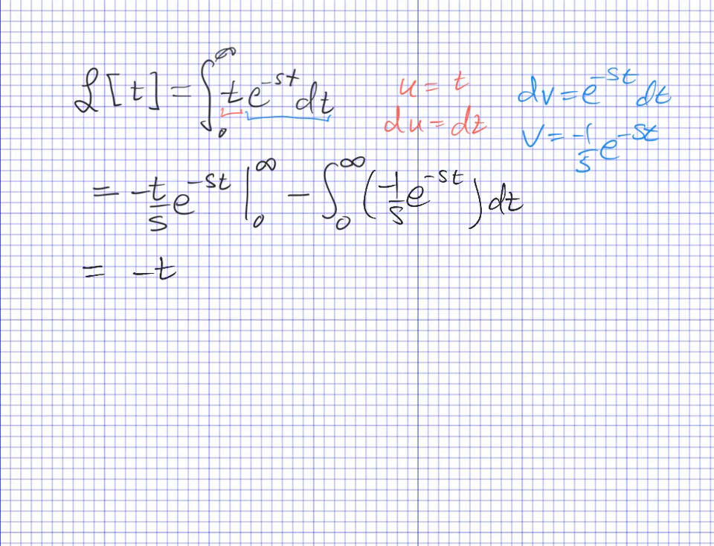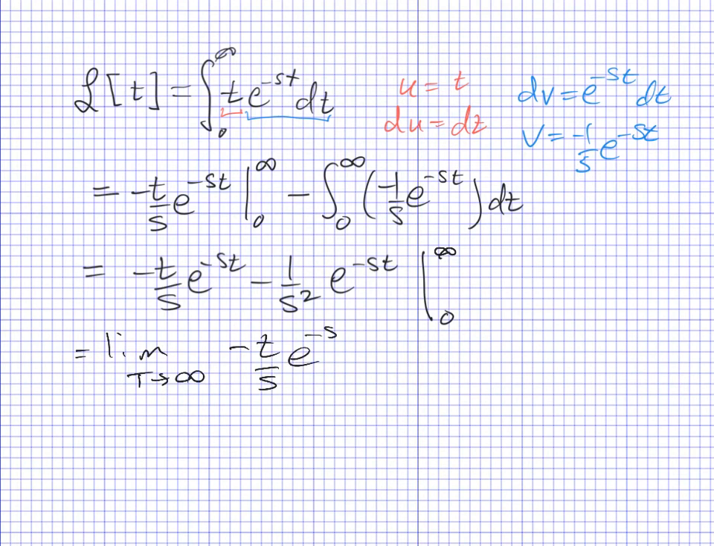So that's negative t over s e to negative st. And now we're going to have yet another minus. We get another factor of s. And we have e to negative st. This is now all evaluated from 0 to infinity. All right, now we're going to go ahead and use the limit definition. So this is equal to the limit as t goes to infinity of negative t over s e to negative st minus 1 over s squared e to negative st, again from 0 to t.